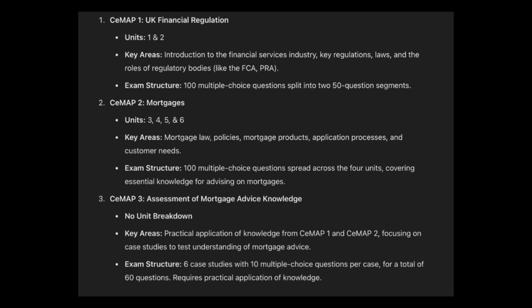So Charlotte, could you break down each CeMAP module and share a little bit about what the core takeaways for each of them are? CeMAP as a whole qualification, it's broken down into 3 exams. So you've got CeMAP 1, CeMAP 2, and CeMAP 3. The units that are broken down. So in CeMAP 1, you've got Unit 1 and Unit 2. And then in CeMAP 2, you've got 3, 4, 5, and 6. And then the last unit is CeMAP 3.